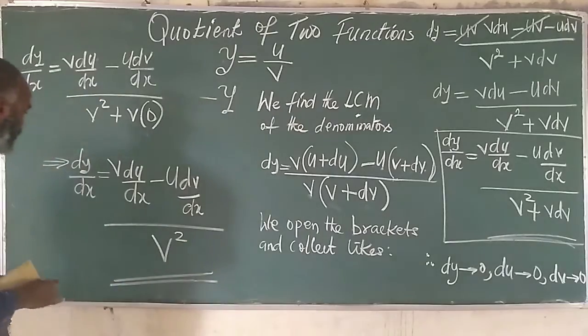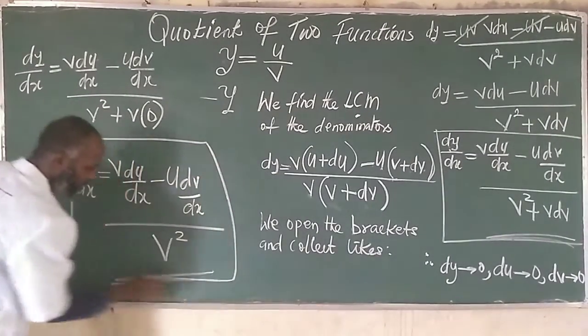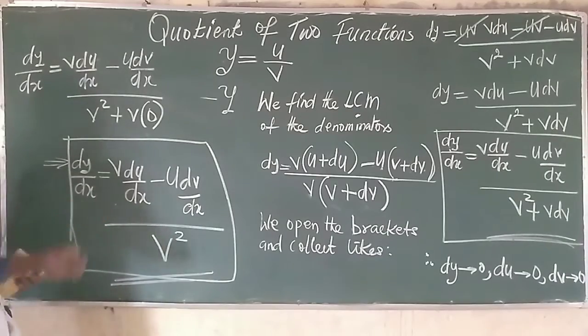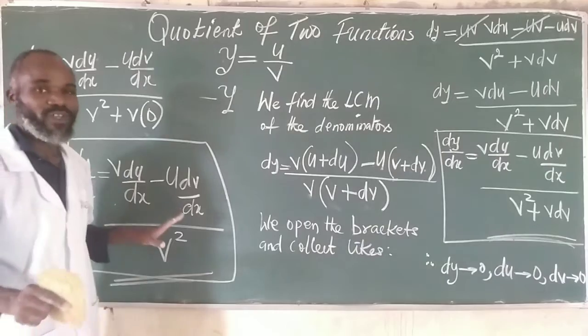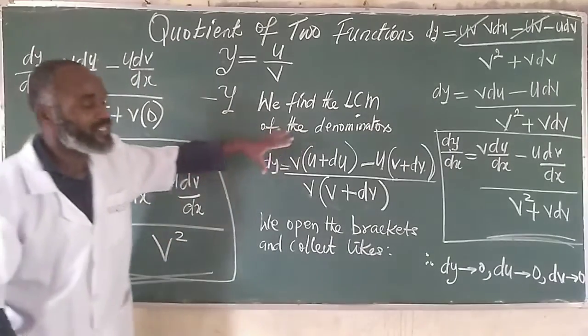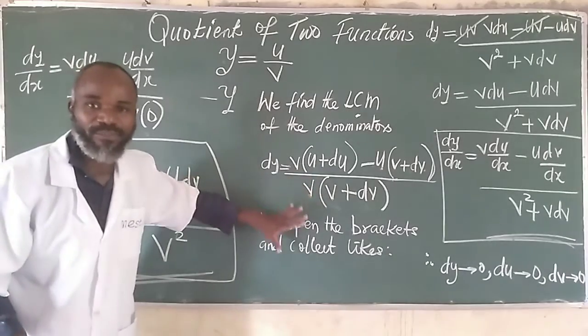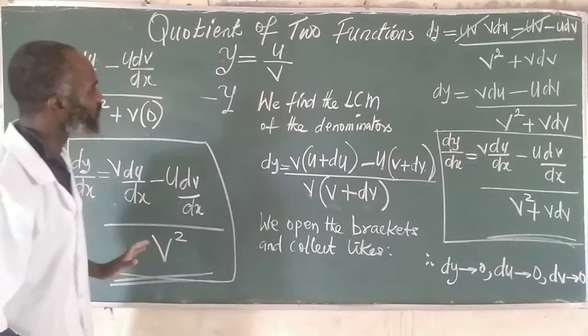And this is called the quotient rule. This formula is called the quotient rule. So, in case you want to solve two functions using the quotient rule, you must understand the steps involved in solving such a question. That's what it means.